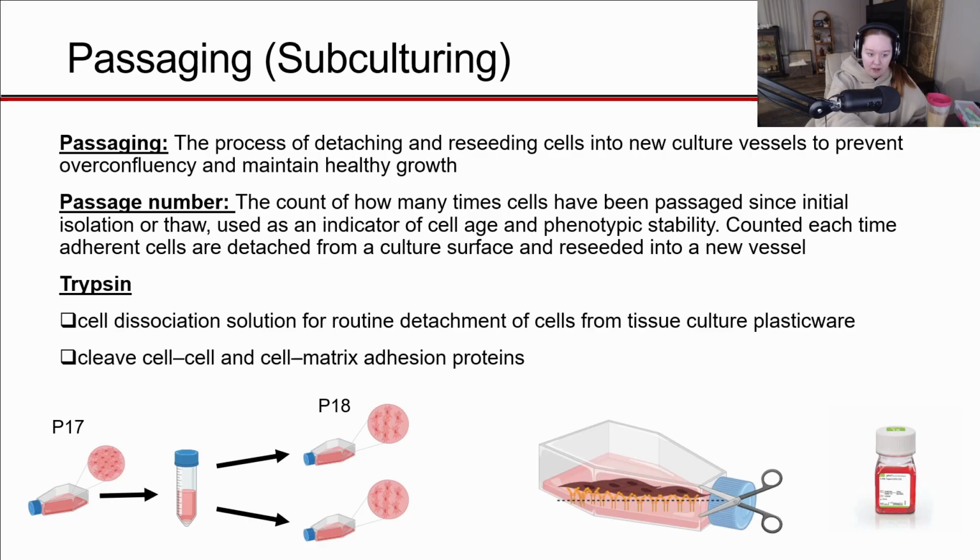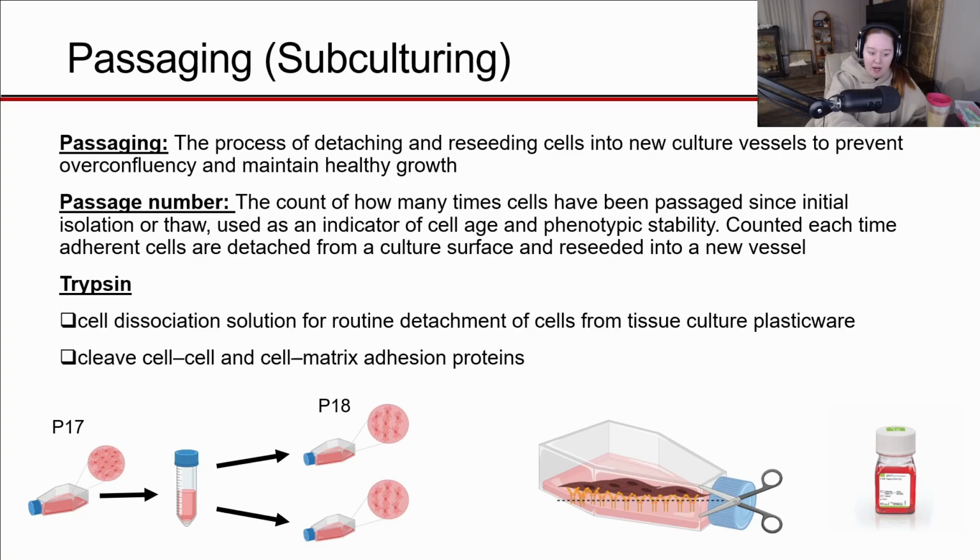My lab and a lot of labs use trypsin to detach cells from the surface. So this is the only reagent in this video that will be heating up besides media. And this is a cell dissociation solution. So when we add it to our culture, it will cleave cell to cell and cell matrix adhesion proteins in order to lift the cells off the surface and move them to a new place. If left on the cells for too long, just like DMSO, it is harmful for the cells.